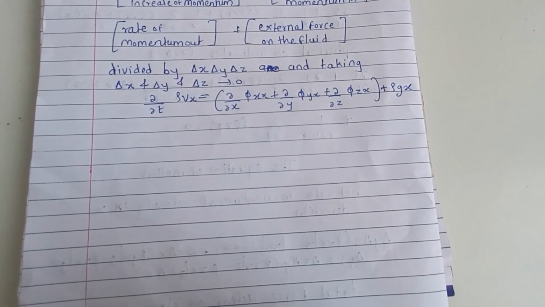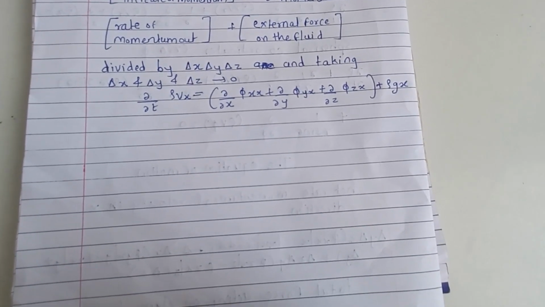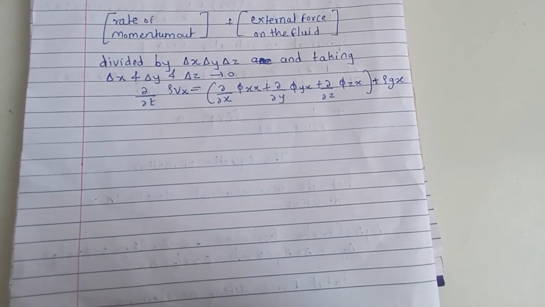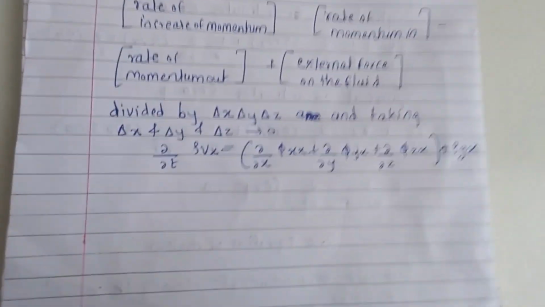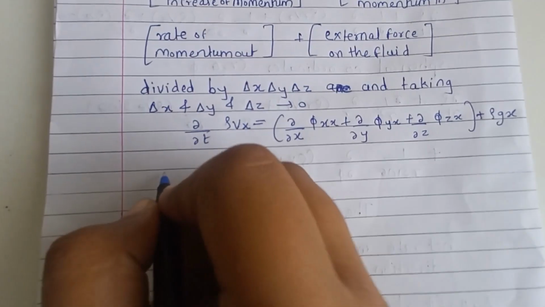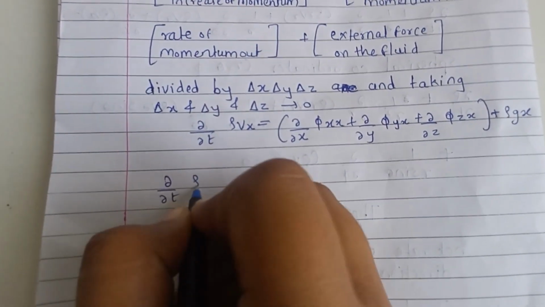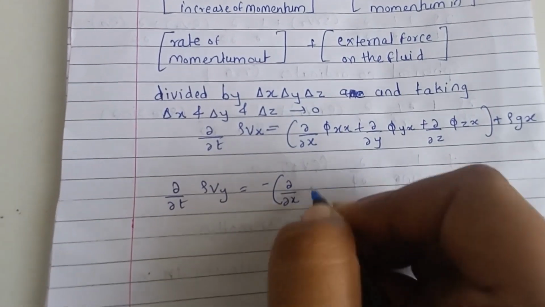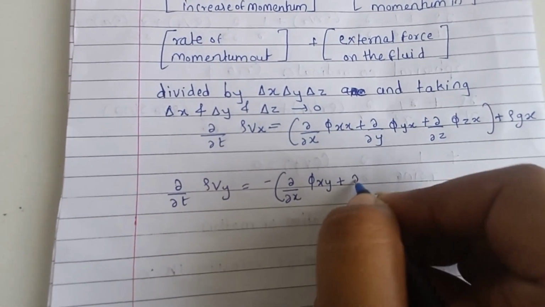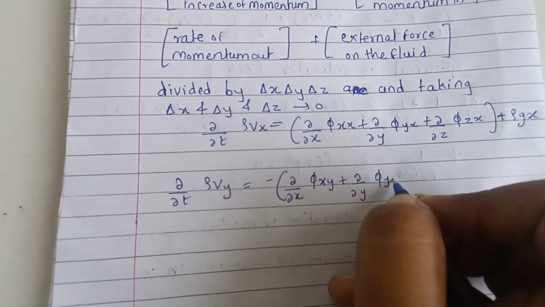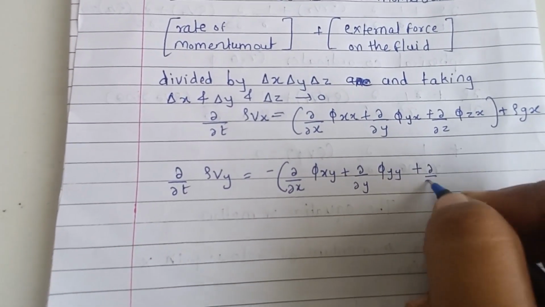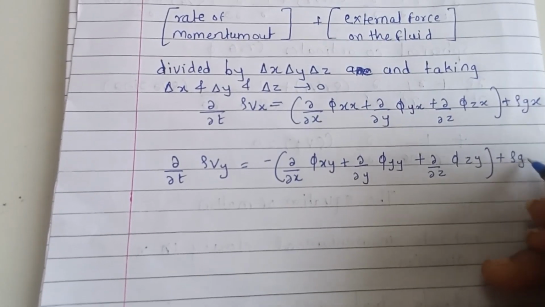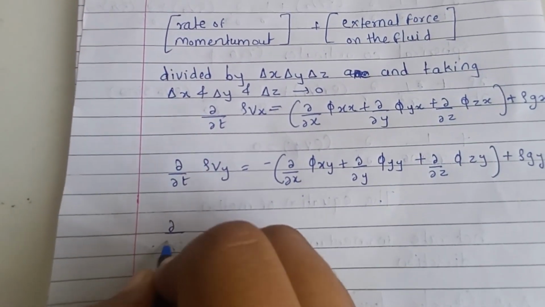Now this is in the x direction. We can write it for the y direction, and we can also write it for the z direction. That is, velocity in x, velocity in y, and velocity in z. So similarly we can write the term, that is del by del t of rho vy is equal to minus of del by del x of phi xy, that is with respect to y we are considering now, plus del by del y of phi yy, plus del by del z of phi zy, plus rho gy, that is the force in the y direction.